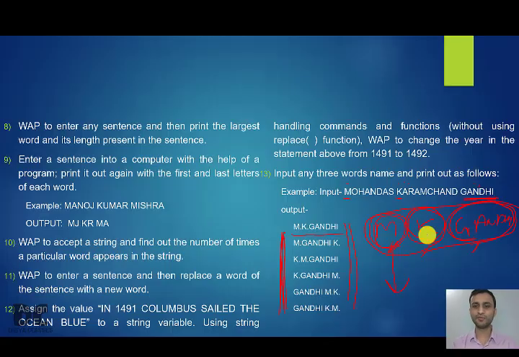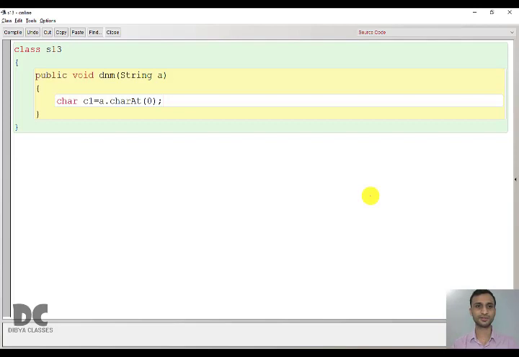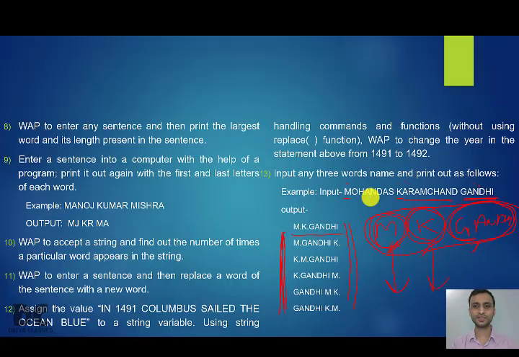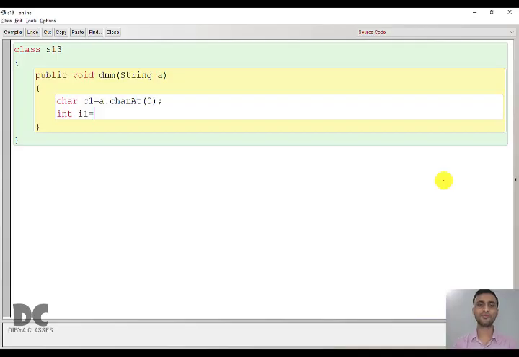Okay. Then we need to find K. So K is the middle word or the second word. So first what we will do, we'll use index of. To find index of, we'll take int because index of returns an integer value. Let it be I1, I for index, of the first space. This is the first space. The word after the first space is the word we require now. So we will find the location of the first space. We will write a dot indexOf space. So it will return the index of the first space.